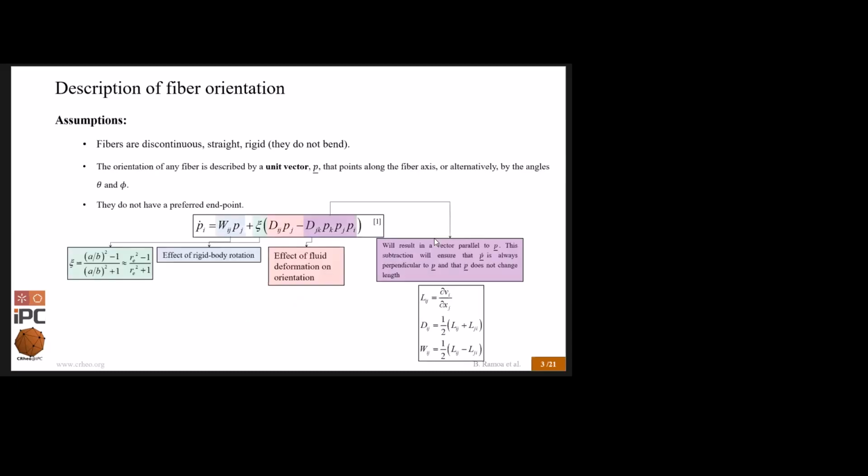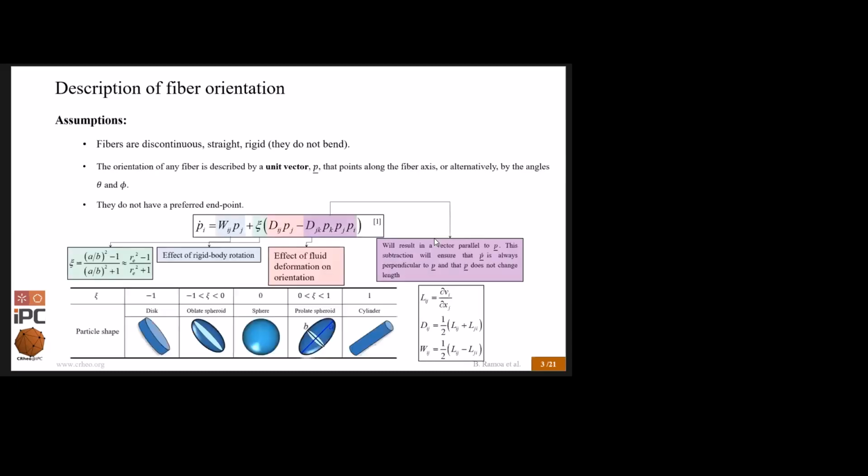Okay. From this equation, you can see the effect of the rigid body motion, a parameter that will quantify the form factor of the particle, which can vary from a disc shape to a cylinder shape, the effect of deformation on orientation, and the term that will keep the unitary length of the unit vector.